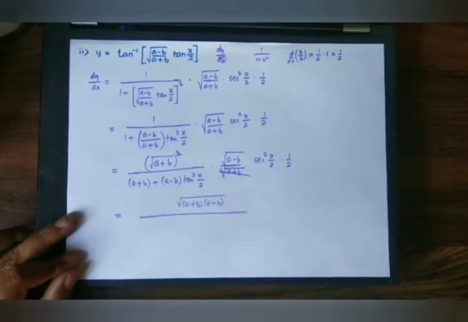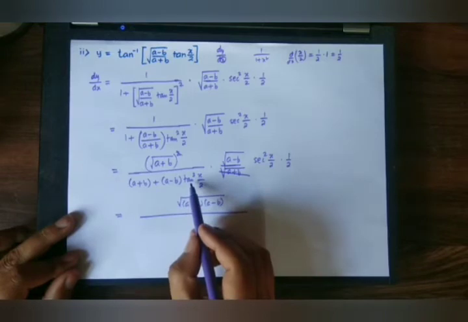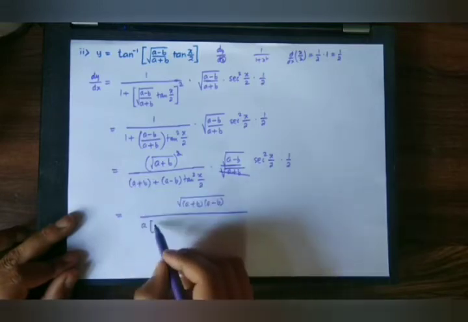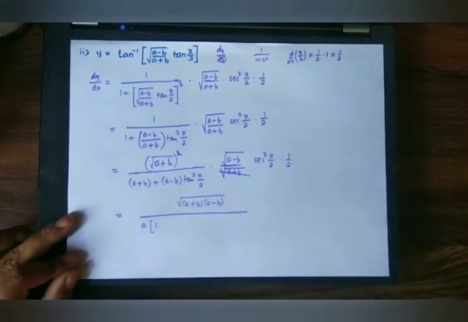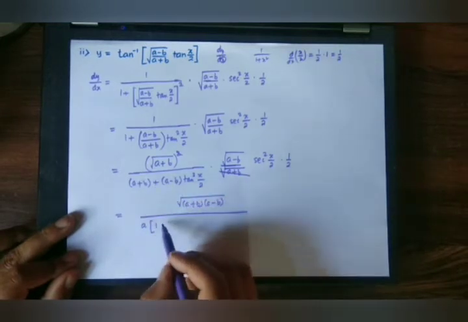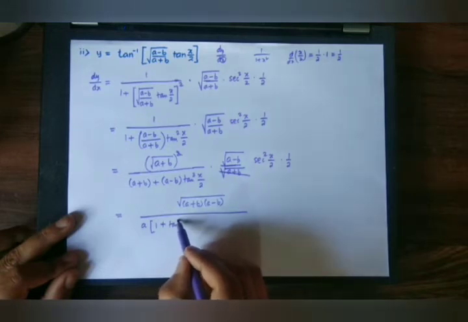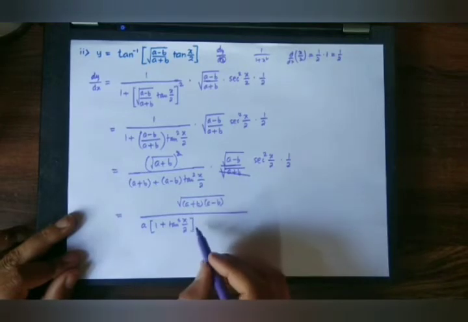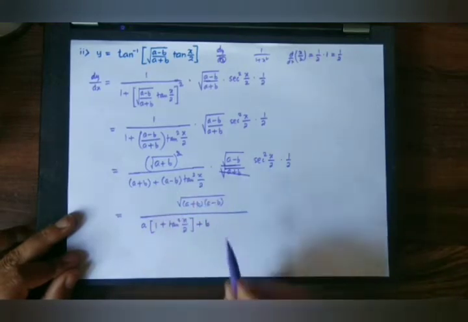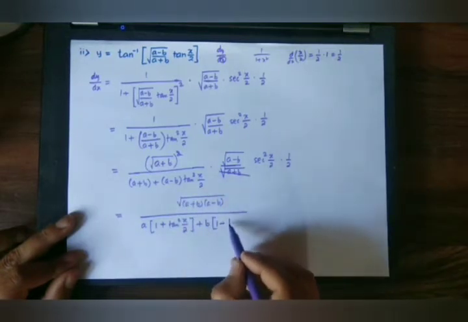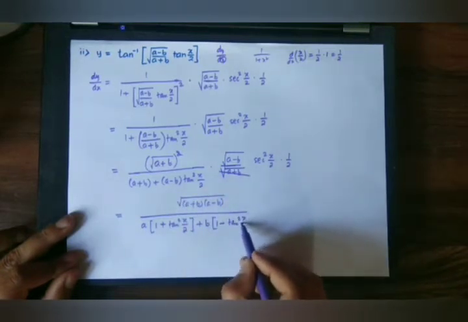Okay, now let us see what is happening in the denominator. So if I open the bracket, then I can write a as common, and if I take a as common, then from here I have 1 remaining. Now from here, if a is outside, then we have plus tan square x by 2 remaining, right? Similarly we have b here, so if I write b here, then I have from here 1, and from here we have minus tan square x by 2.